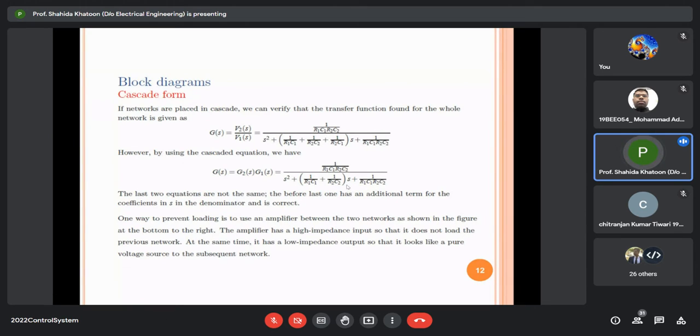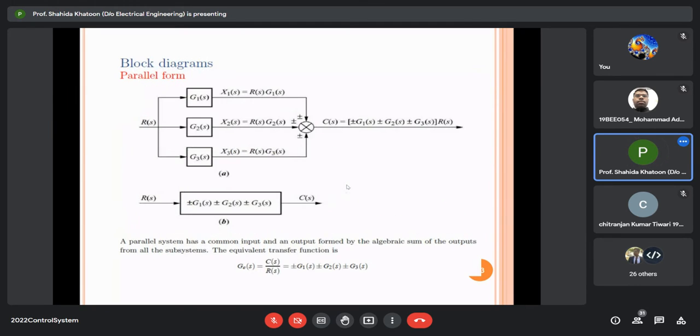Okay. So one way to prevent loading is to use an amplifier between the two networks as shown in the figure at the bottom. The amplifier has a high impedance input so that it does not load the previous network. At the same time, it has a low impedance output so that it looks like a pure voltage source to the subsequent network. So this is another example of a parallel form of block diagram.